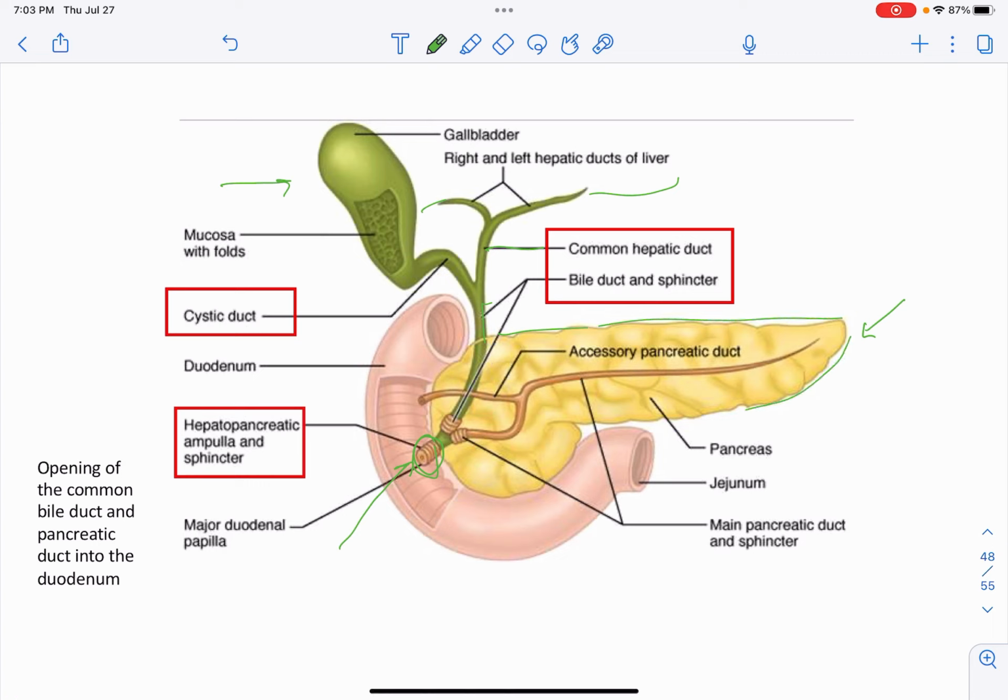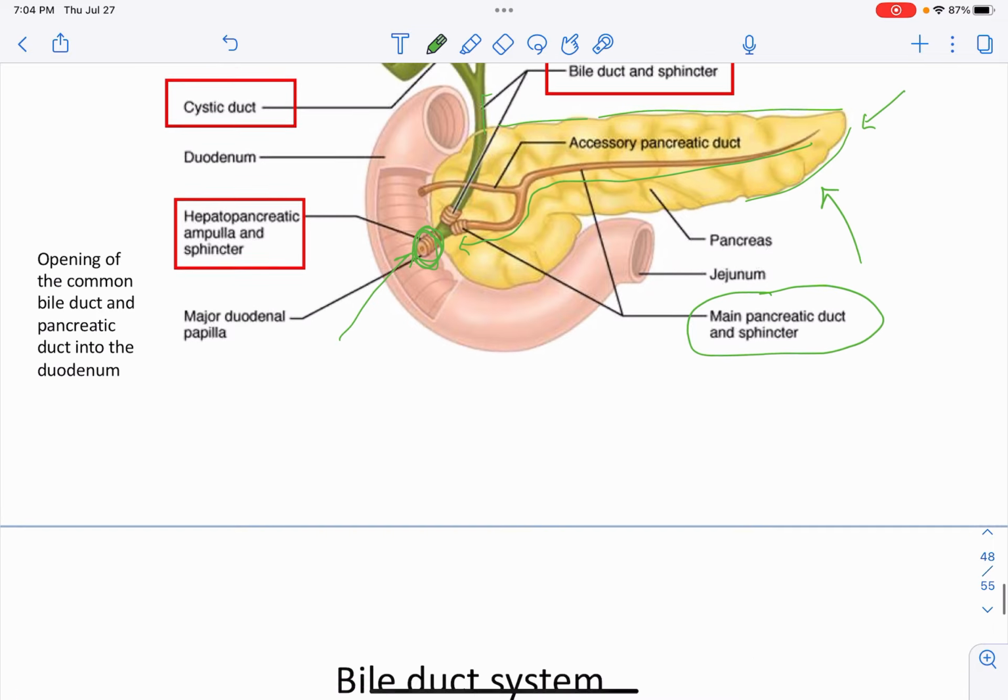It is tucked in to that C shape of the duodenum, and this sphincter is shared both by the bile duct as well as the main pancreatic duct. And I'll talk about what the pancreas is doing in a minute, but the pancreas is also going to be releasing juices, and they both will enter the duodenum at the same location.